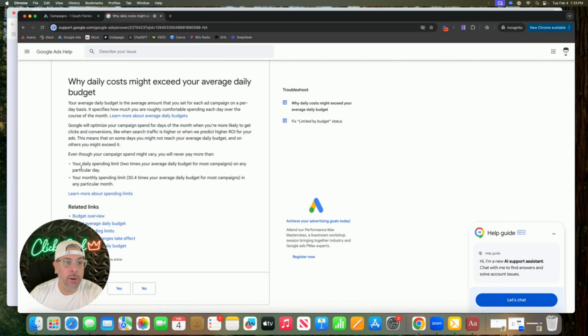And it's telling you here, your daily spending limit can go 2 times the average daily budget on any particular day. Your monthly spending limit is 30.4 times your average daily budget. So that's 30.4 days technically in any particular month. So your average is going to be fine. There's nothing to panic about. It's totally normal. Don't freak out.